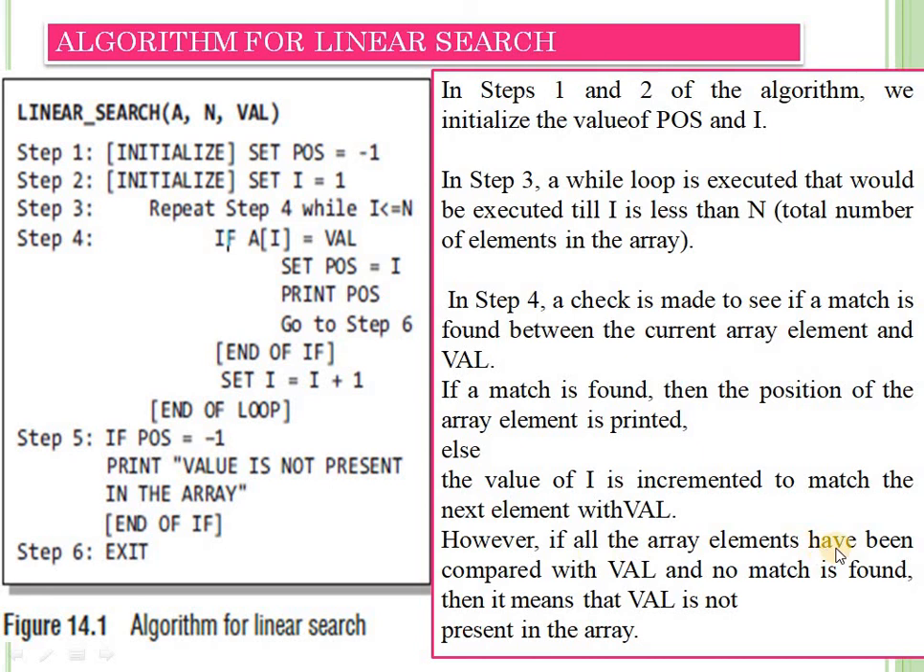However, if all array elements have been compared with val and no match is found, okay, this is done, and no element is found, then it means that val is not present in the array. Here we compare, repeating this up to I less than or equal to n. Now suppose I is greater than n, then this will fail, and we get position equal to -1, the default initial position. Then we print that val is not in the array.